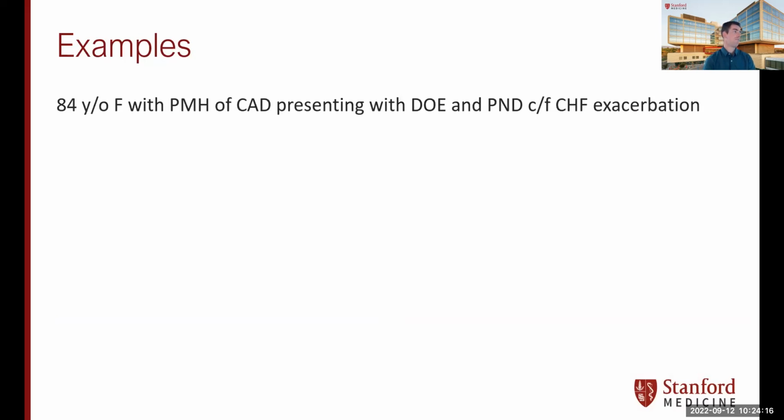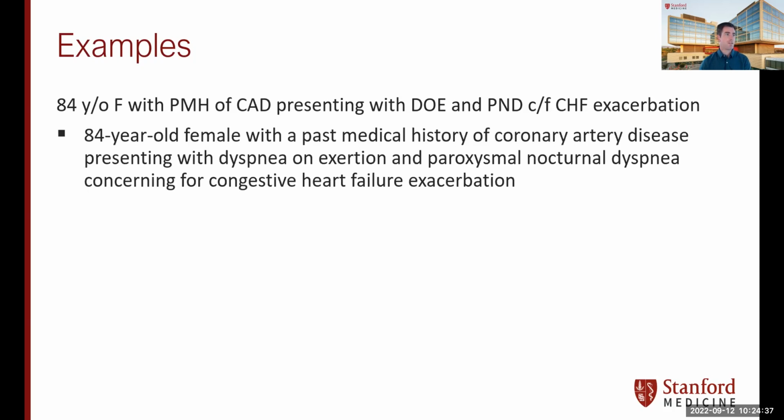So another example here, 84-year-old with PMH of CAD presenting with DOE and PND concern for CHF. So this is sort of broadening that one-liner like we talked about, right? We said, oh, 84-year-old female with CAD coming in with heart failure exacerbation, but I want to know more. I want to know why this patient's here, right? Like what symptoms are they having that's leading to us thinking they have a heart failure exacerbation? So this spreads it out. 84-year-old female, past medical history of coronary artery disease, presenting with dyspnea on exertion and paroxysmal nocturnal dyspnea, concerning for congestive heart failure exacerbation. So you see how much more info is coming into this one-liner as we go, all within a relatively short single statement, right?